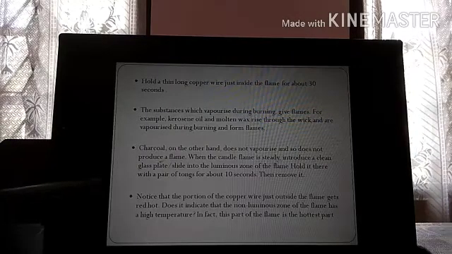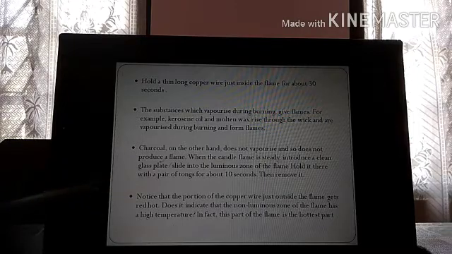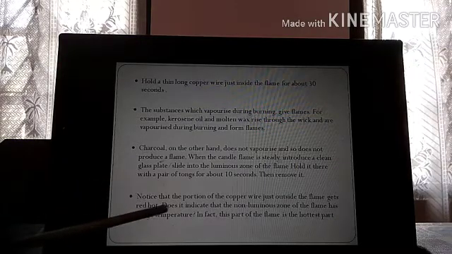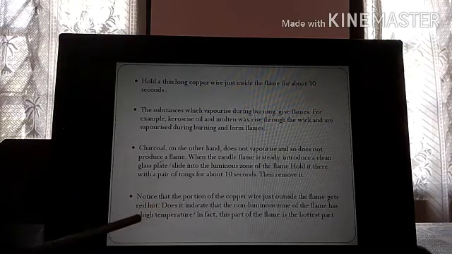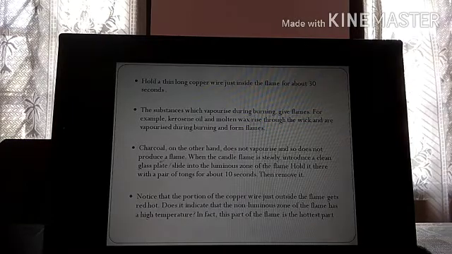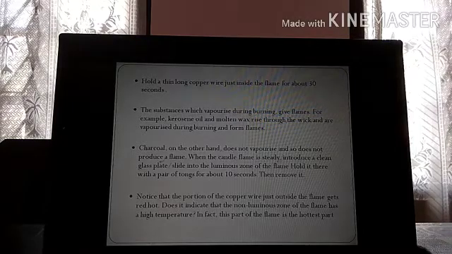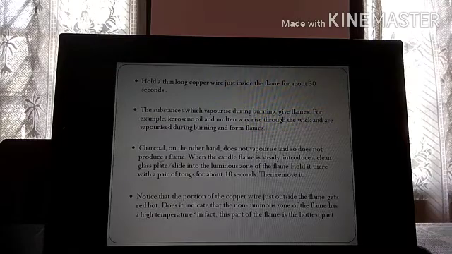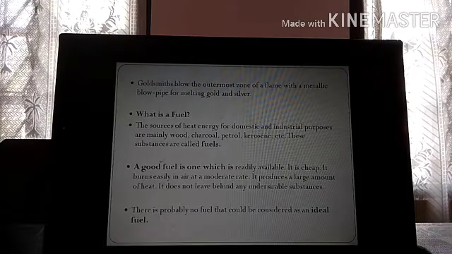Note that the portion of the copper wire just outside the flame gets red hot. Does it indicate that the non-luminous zone of the flame has a high temperature? Yes. The non-luminous zone is the outermost zone of the flame. If you put the copper wire inside the flame, the tip of the wire will not become red hot, but the outer part of the wire will become red hot because it comes under the non-luminous zone of the flame. In fact, this is the hottest part of the flame.